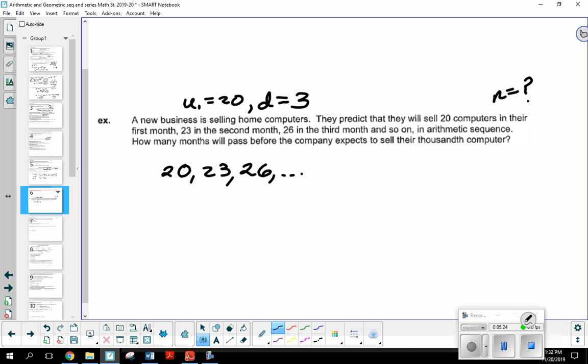Now, a series is when you start taking a certain number of terms from a sequence and you just add them up. So we were on this problem here. I know there were several people who were super excited yesterday to come up to the board and help me out with this one. Okay, I can tell by looking at you. So a new business is selling home computers. They predict that they will sell 20 computers in their first month, 23 in the second, 26 in the third month, and so on, in arithmetic sequence. How many months will pass before the company expects to sell their 1,000th computer?